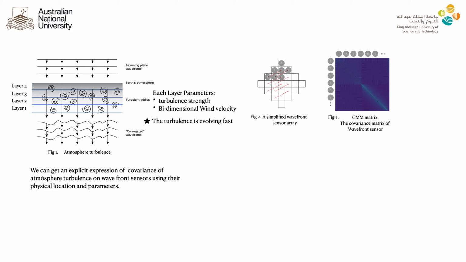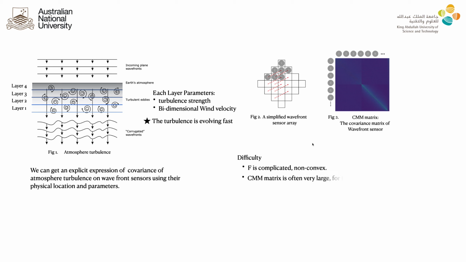Luckily, we can also get an explicit expression of the covariance of the atmosphere model on the wavefront sensor using their physical location and parameters. These parameters are the turbulence strength and the bidimensional wind velocity. As you can see, we can get the explicit analytical expression. We can also get the measurement data. So then we can form a minimization problem and solve it to get the parameters.